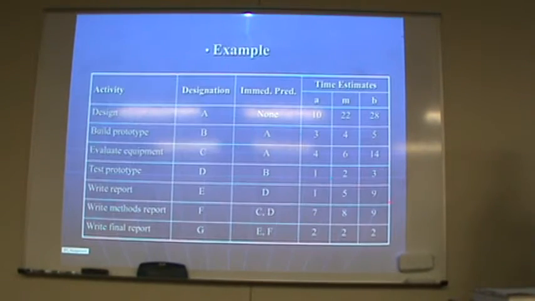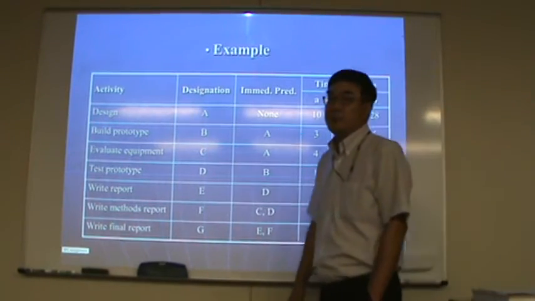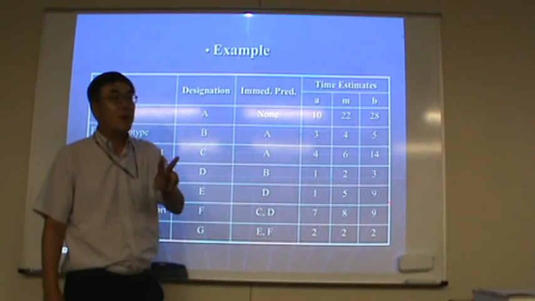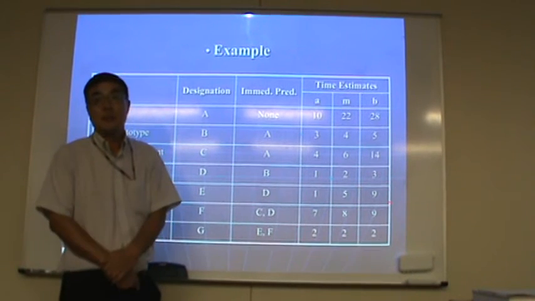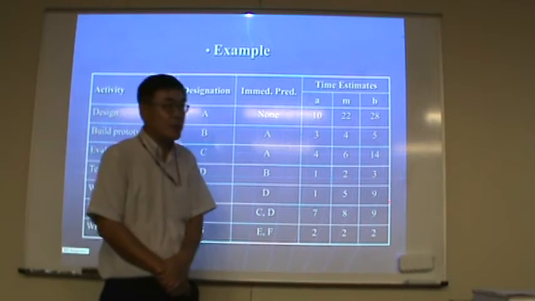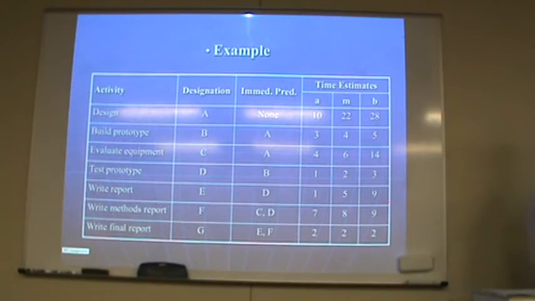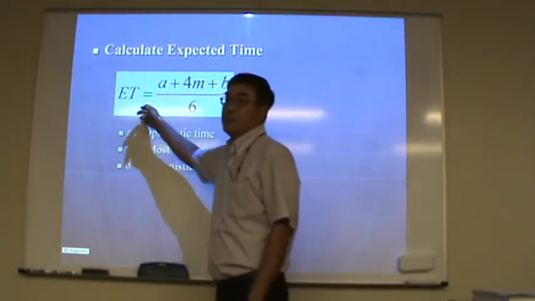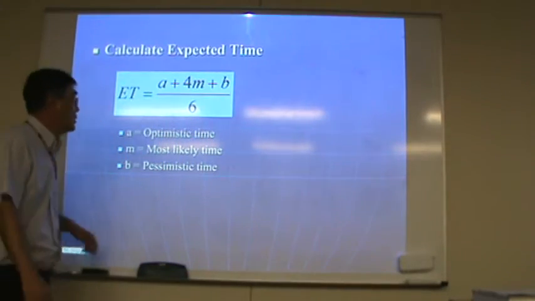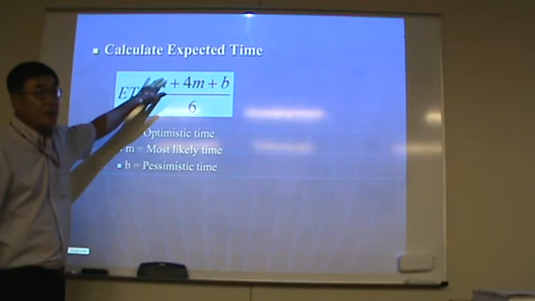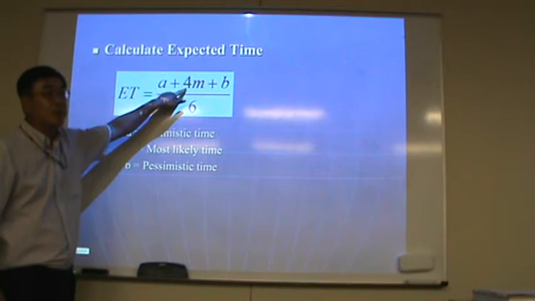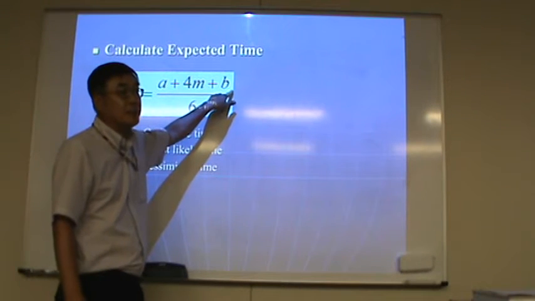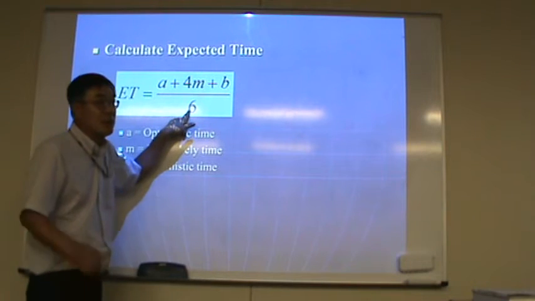Okay. If we have three activity times like this, then find the expected time using this formula. Expected time equals optimistic time plus 4 times most likely time plus pessimistic time, divided by 6.